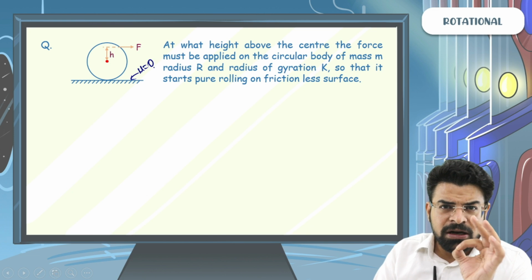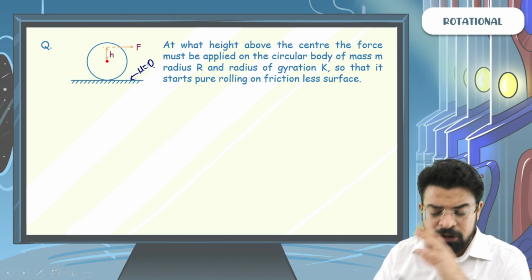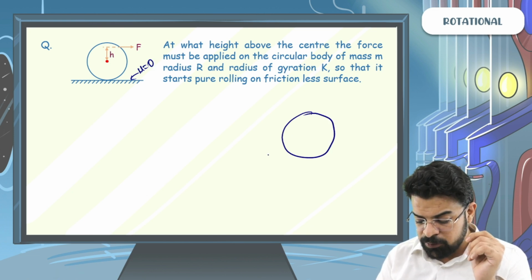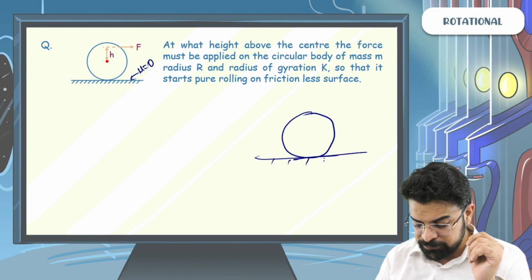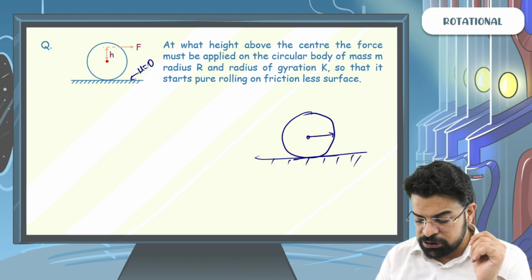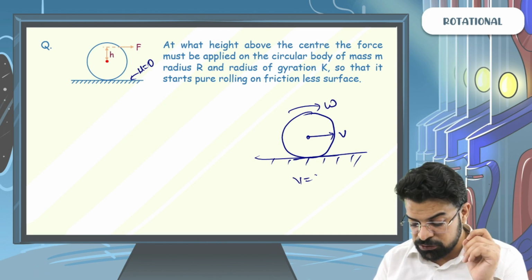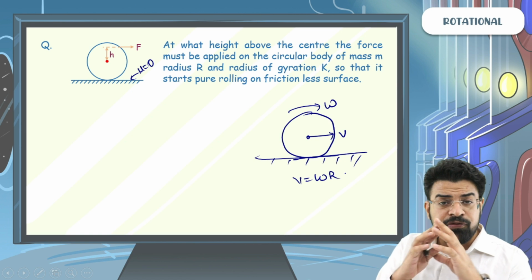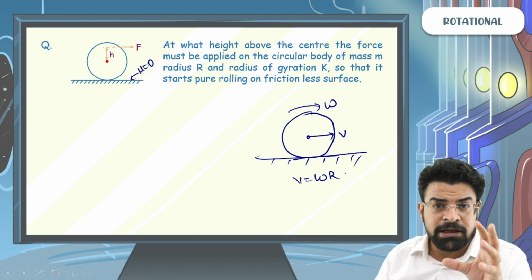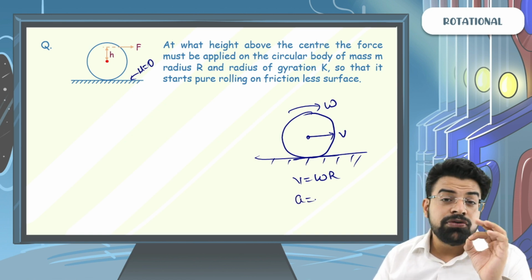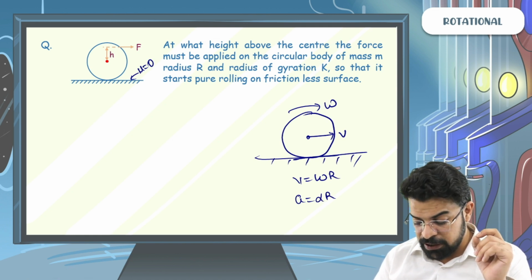We have just learned the condition of pure rolling. If a body performs pure rolling on a fixed surface, then its translational velocity v and the rotational angular velocity omega should be related as v equals omega r. If we differentiate both sides with respect to time, we get dv by dt, which is equal to a, equals d omega by dt, which is alpha, into r.